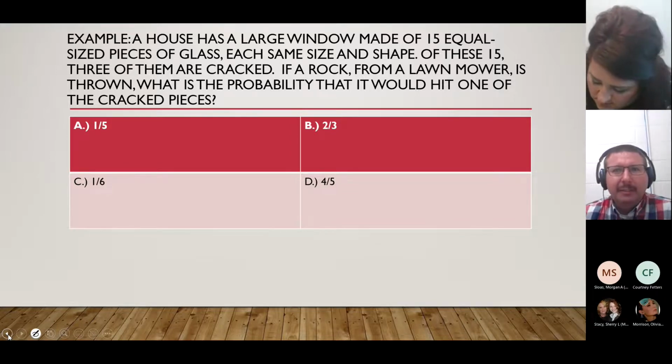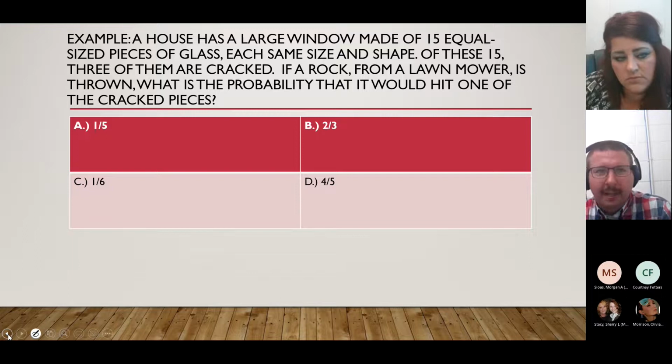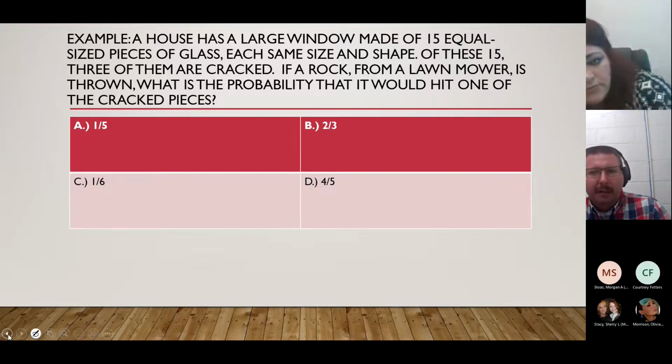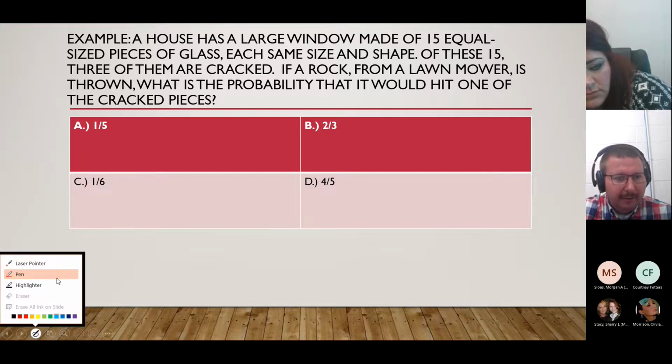Sorry about that. So, a house has a large window made up of 15 equal-sided pieces of glass, each the same size and shape. Of these 15, 3 of them are cracked. If a rock from a lawnmower is thrown, what is the probability that it will hit one of the cracked pieces? So, let me get my pen up here.